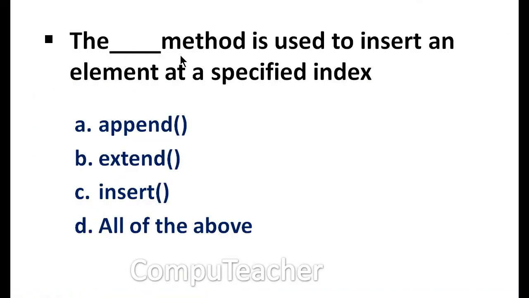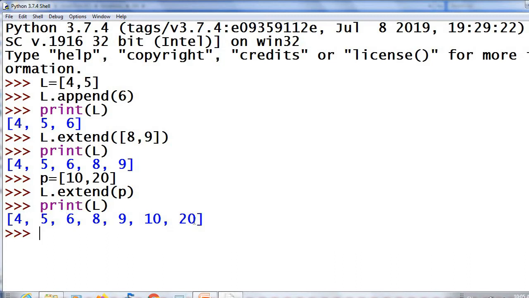Next one, the dash method is used to insert an element at a specified index. Append is to add an item at the end of the list. Extend is to add a list at the end of an already existing list. Then the answer is insert. I have the list with values like this. Suppose I want to insert an element 30 in between this 4 and 5. That means at index 1. Between 4 and 5 means after 4. That is at index 1.